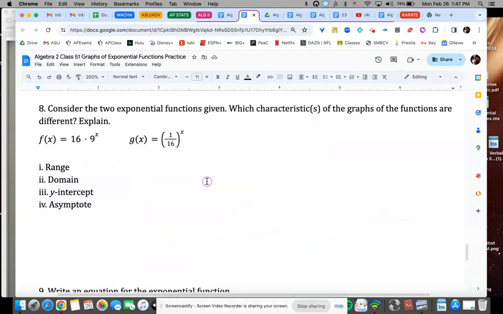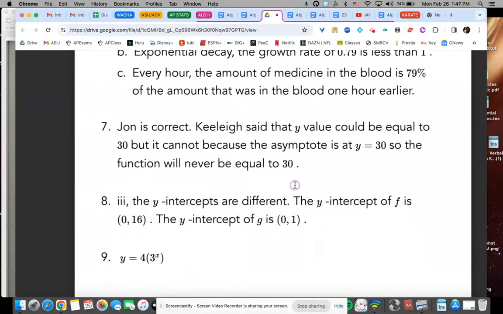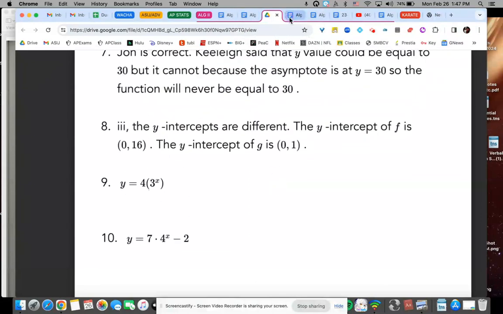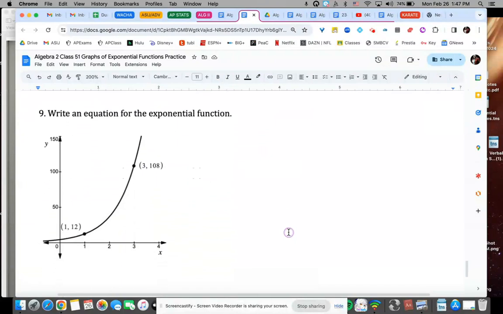Okie doke. Let me pop up the answers just to show what they wrote. There's number 7 and number 8. All right, let's go to number 9. We just have a couple left and then we're almost done. Oops, wrong one. All right, number 9, write the equation.